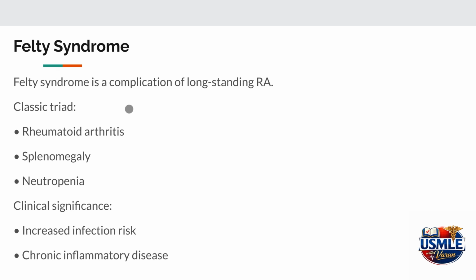Felty syndrome is a complication of long-standing rheumatoid arthritis. It is defined by a classic triad consisting of rheumatoid arthritis, splenomegaly, and neutropenia. Because neutrophil counts are low, patients with Felty syndrome have increased susceptibility to infections.